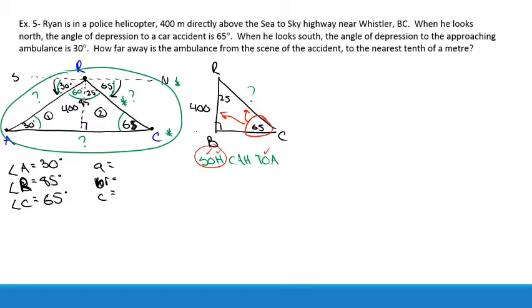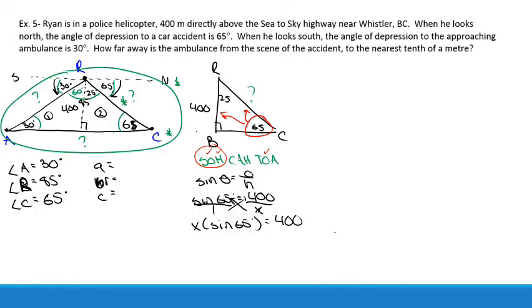So really quickly, I can go sine theta equals opposite over hypotenuse. So sine 65 degrees equals 400 over x. And then the way I solve this is I just make the left side a fraction as well. I put it over 1 because it's just a number. And then I cross multiply. So I'd have x times sine 65 equals 1 times 400, so 400. And then I want x by itself.